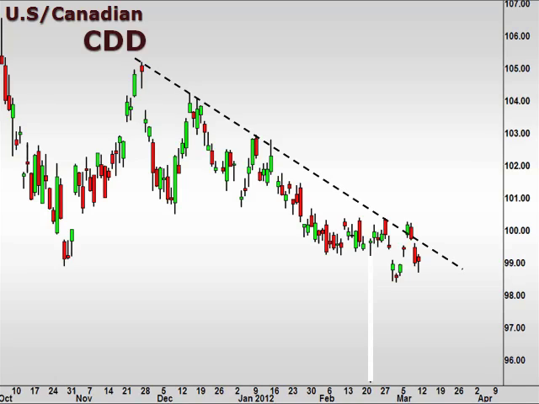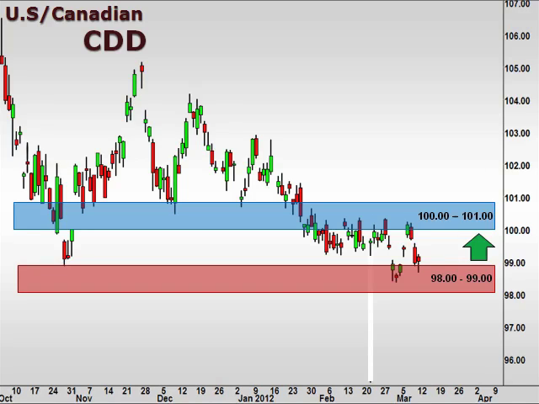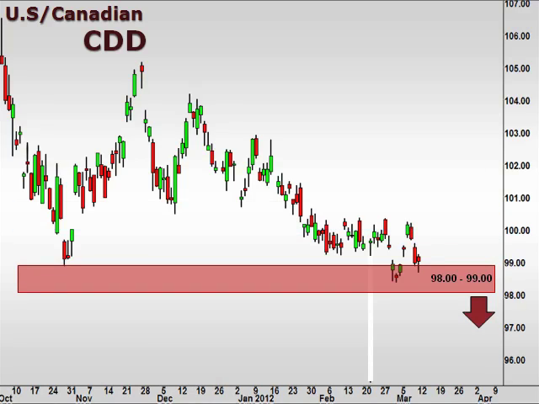Well, the CDD continues to trend down. 98-99 should hold as support, with 100-101 acting as an upside overhead resistance. Now, a break below 98 opens the window for a continuation lower.